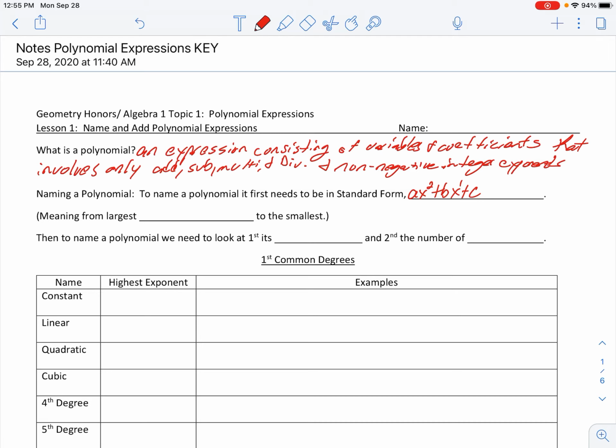Standard form needs to be written from the largest exponent to the smallest, and these exponents will never be negative. They'll always be whole numbers, 0, 1, 2, 3, 4, and so on, okay? But they'll never be negatives. Then to name a polynomial, we first look at its degree, and then we look at the number of terms.